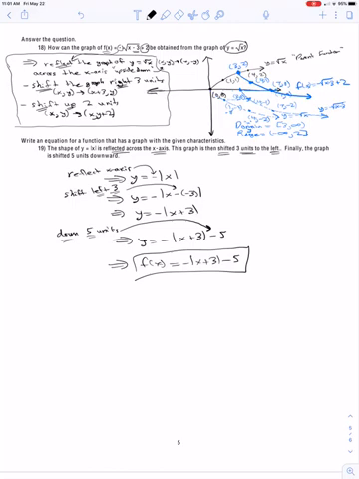So I hope that helps you with transformations. And that finishes up our review. These are all good problems, good test questions that will help you prepare for your Unit 2 test here.